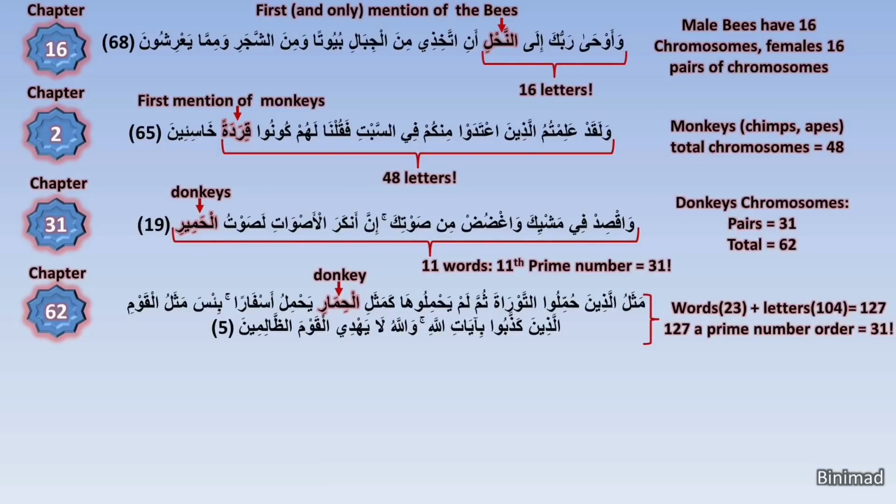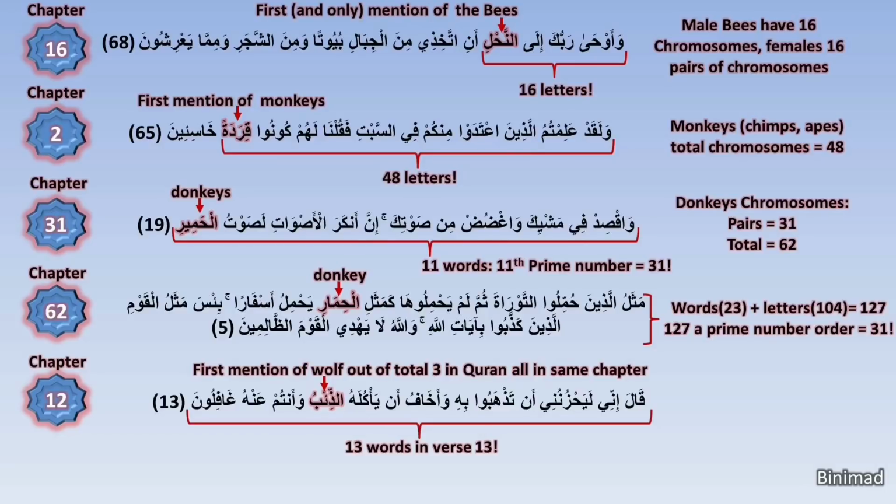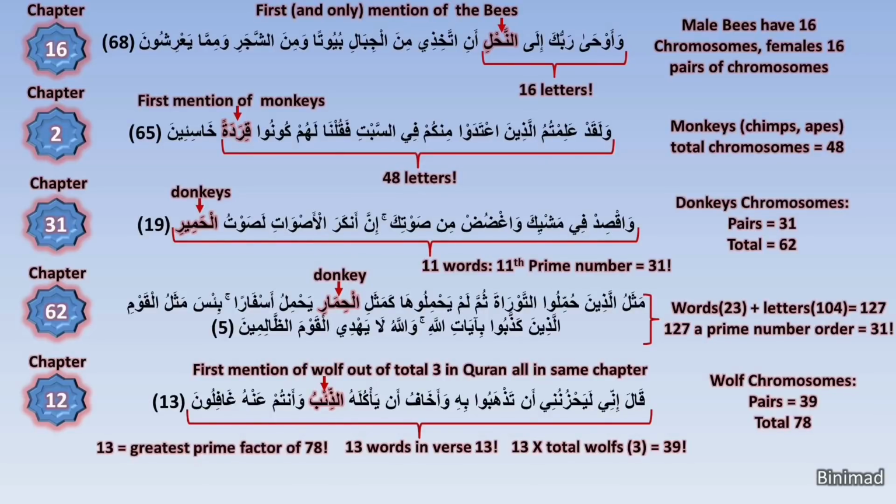It simply does not end, and so I turned to the wolf in the Quran and found that it was mentioned 3 times, and its first mention was in verse 13 of chapter 12, which amazingly also has 13 words, thus clearly highlighting this number. Then when we multiply 13 by the number of mentions for wolf in the Quran, which by the way are all in the same chapter, we get 39, and shockingly, wolf DNA has 39 pairs of chromosomes. Of course, in total they are 78. Even more shocking is that 13 is also the greatest prime factor of 78, which is the total chromosomes of a wolf. And 78 only has 3 prime factors, and wolf, which has a total of 78 chromosomes, is mentioned in the Quran 3 times.